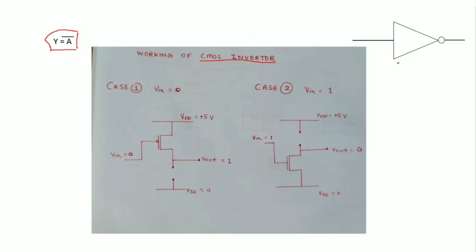So this is the NOT gate here. If you give input 1, it will give you output 0. With the NOT gate, you can easily understand what a CMOS inverter is. Consider case 1, when we are giving input value 0.